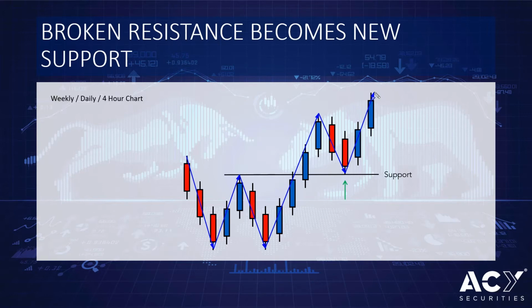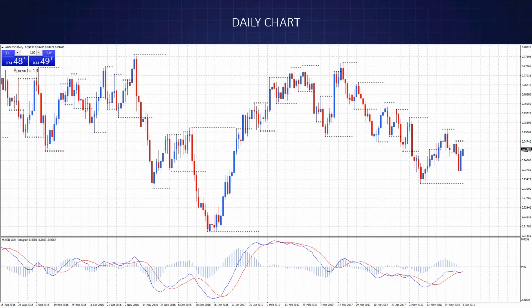Alright, let's go and have a look at a day chart example. Alright, so a day chart example here of the Aussie dollar. So just drawing a line in, and that red arrow references the high point. Price moves down from that high point, moves through, and then becomes support for the market to move further up. So there we have a level of resistance, gets broken, and then becomes new support for the market.